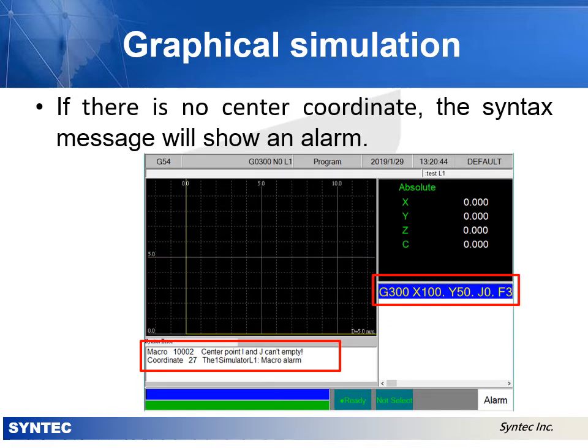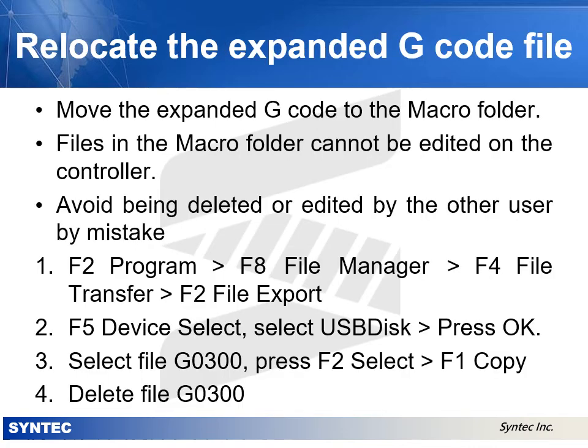Go back to the main program editing window again, and then put X100 and Y50 back. At this time, if we remove center coordinate I0, the syntax message will show an alarm, indicating that the if syntax is valid. After the expanded G-code test, the next step is moving the expanded G-code to the macro folder.